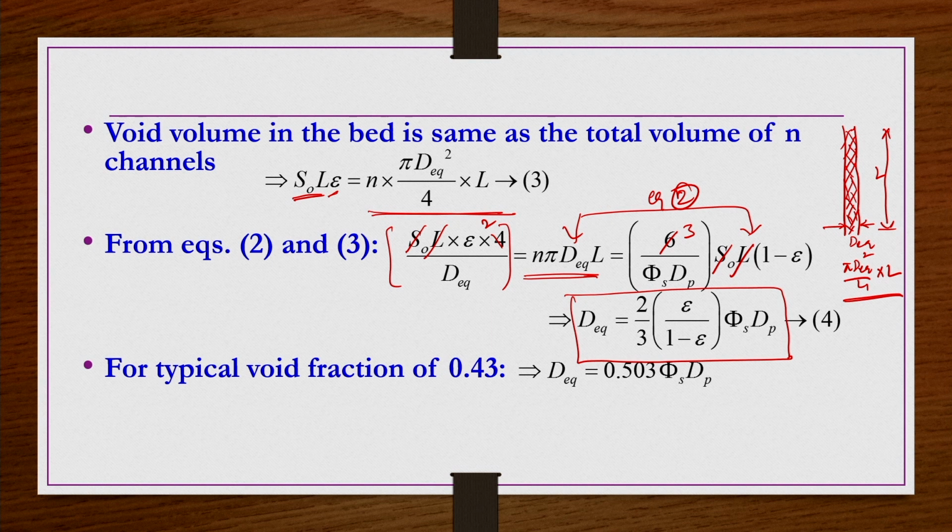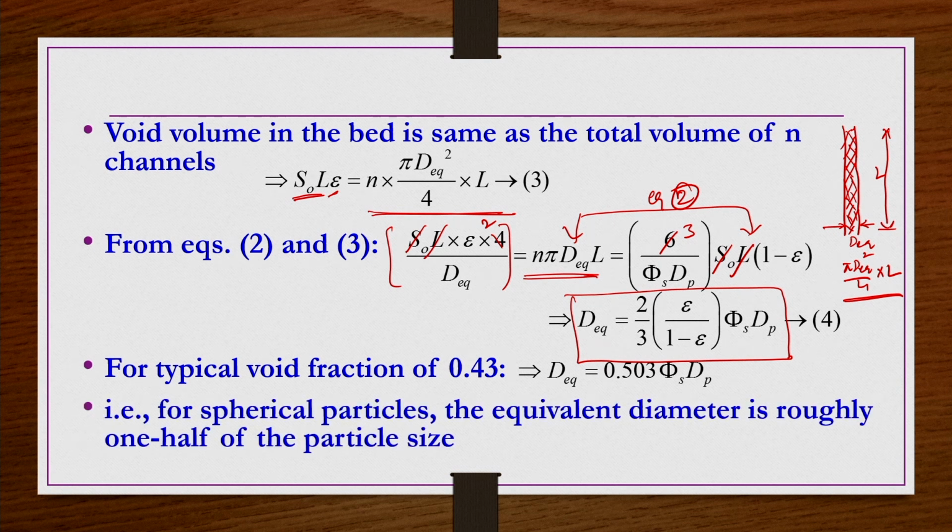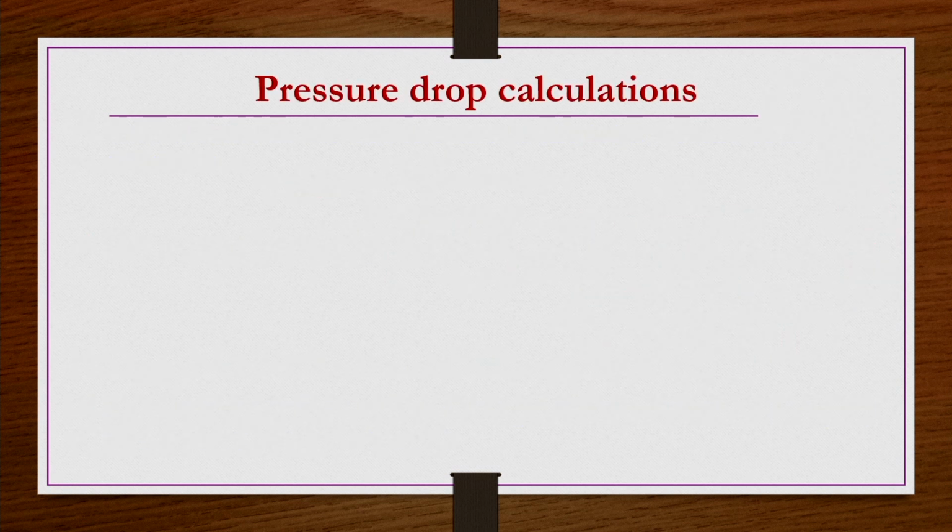So, what does it mean? If the packing is done using a spherical particle, then the equivalent diameter required for the capillaries, so that n such capillaries form a bed with equal characteristics to the true bed we have taken, is about half of the diameter of the sphere. If the voidage is 0.43 and the packing is done by spherical particles, then the equivalent diameter is half of the diameter of the spherical particle. Now, what we have to do is find out the pressure drop calculations.